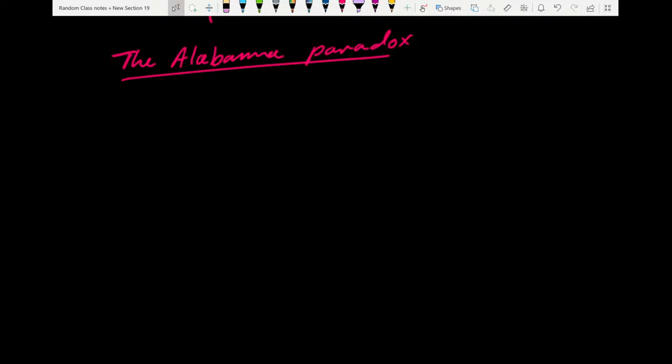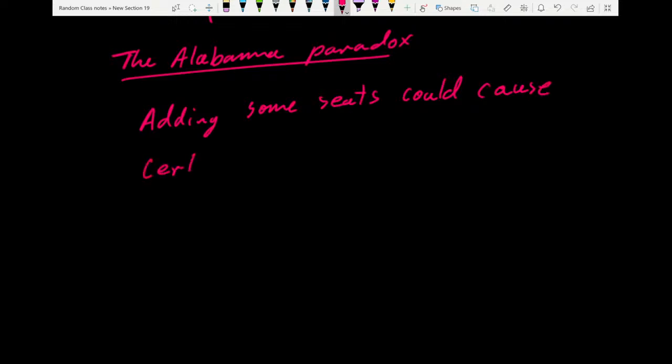All right, the problem with the Alabama paradox is that when adding some seats, adding some seats could cause certain states to lose some seats. So think about this.